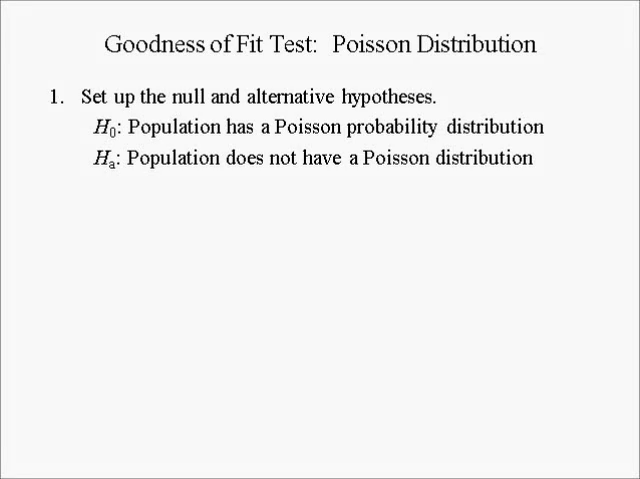In this video, we're going to perform a goodness of fit test for the Poisson distribution. The first step is to set up the null and alternative hypotheses. The null hypothesis is the population has a Poisson probability distribution. The alternative is the population does not have a Poisson distribution.